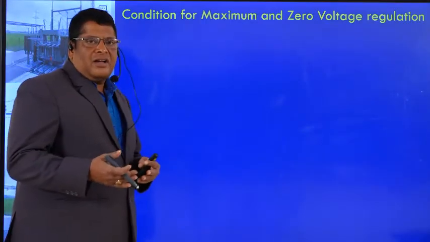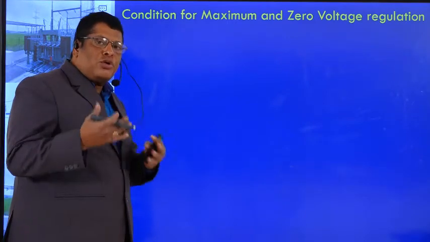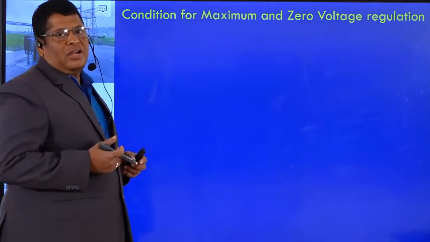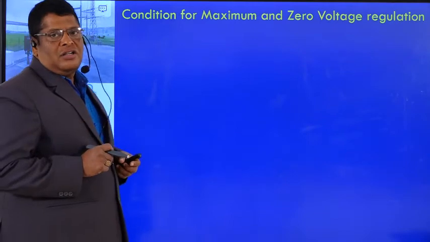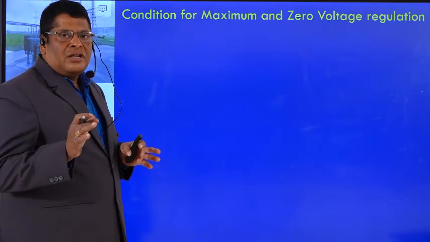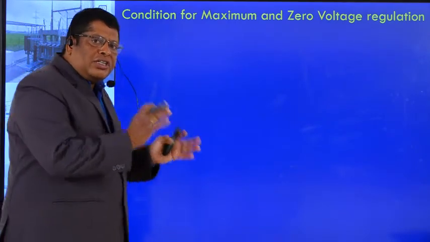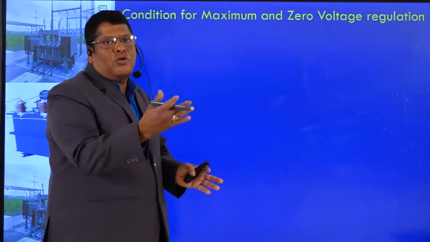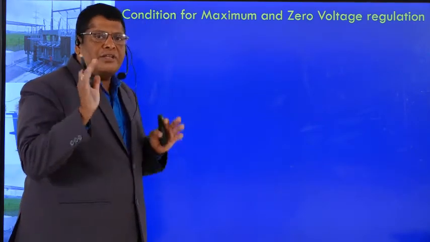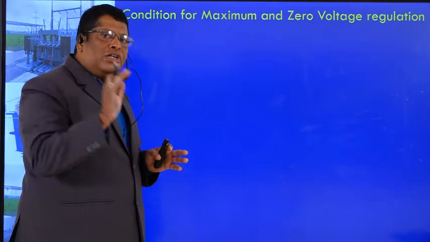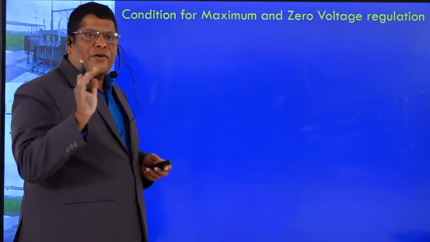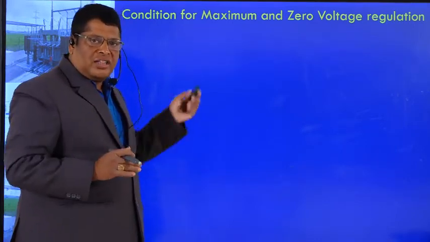How do you get the maximum voltage drop in a transformer? And zero voltage regulation. Zero voltage regulation means there is no difference between the induced voltage in the secondary winding of a transformer and the voltage across the load. That is possible only if a leading power factor load is applied across a transformer. That we will see now.